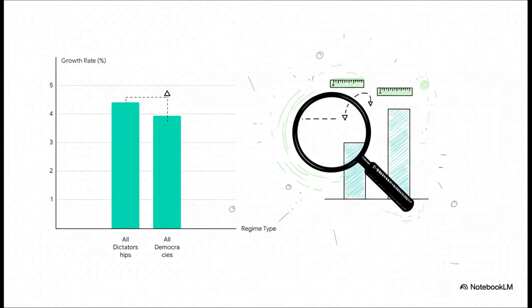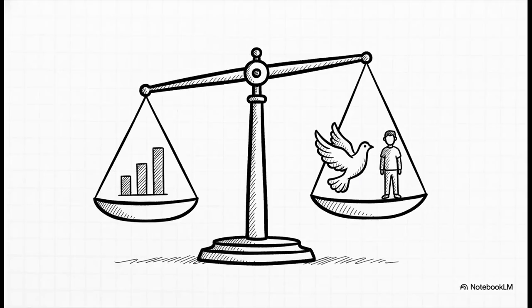Okay, now look at this chart. If you see the data from 1950 to 2000, dictatorships actually have a just slightly better economic growth rate. But look carefully. The difference is tiny, 4.42% versus 3.95%. It's almost nothing. And that brings us to a very important point.